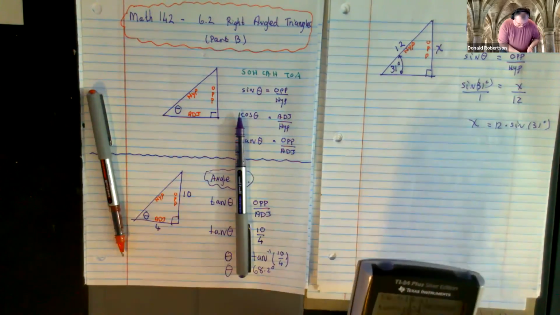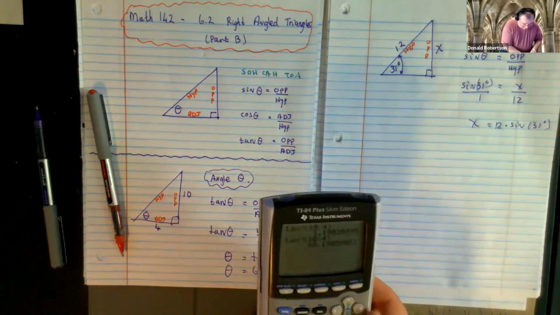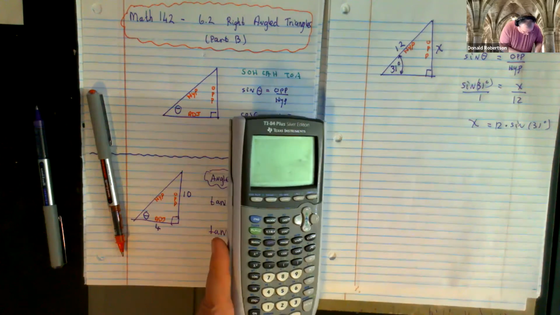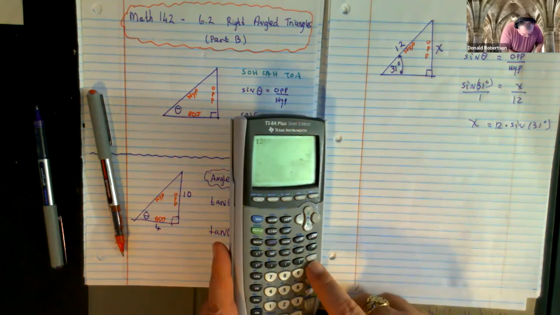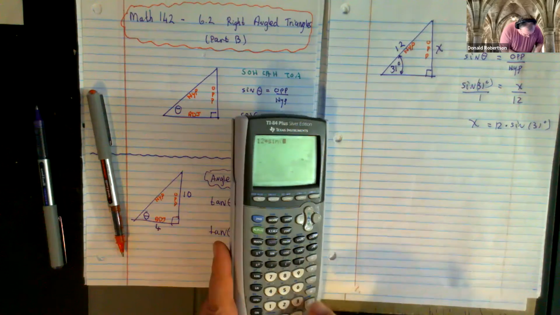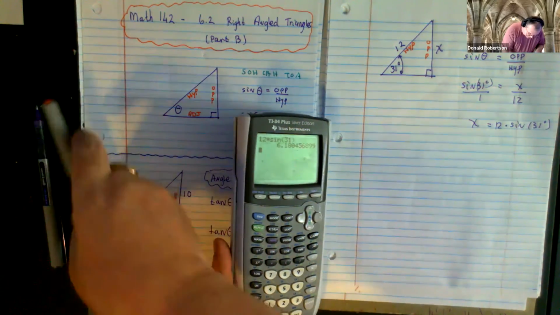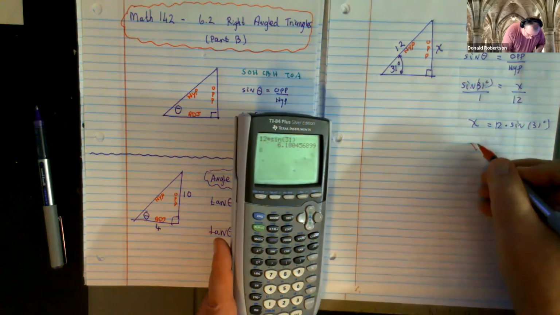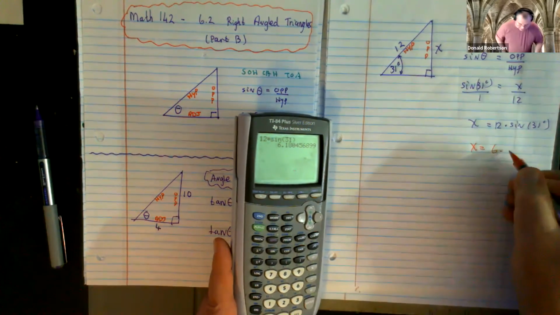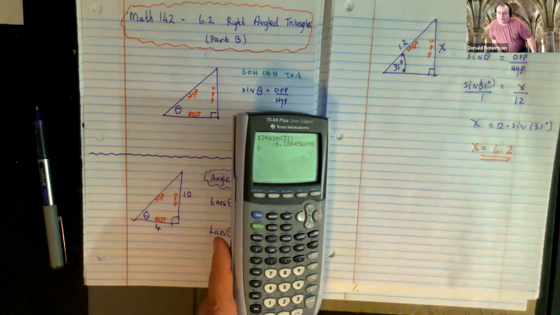And in this case, you don't use the inverse button. I wonder if that's what you were talking about earlier. So in this case, it's 12 times the sine of 31. Do you see, to one decimal place anyway, that the answer was 6.2.